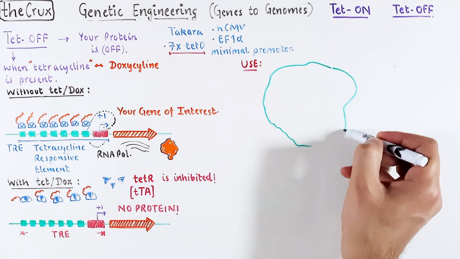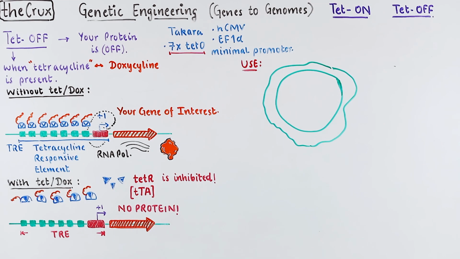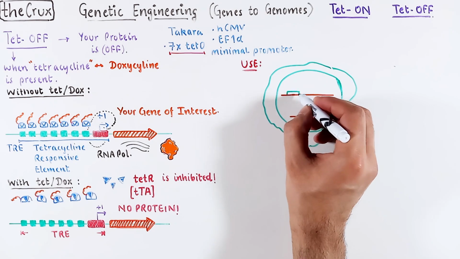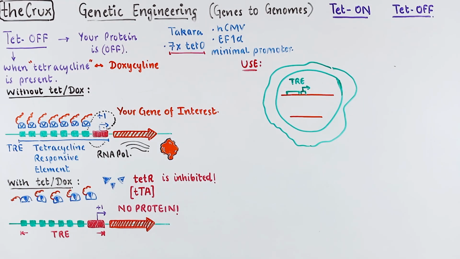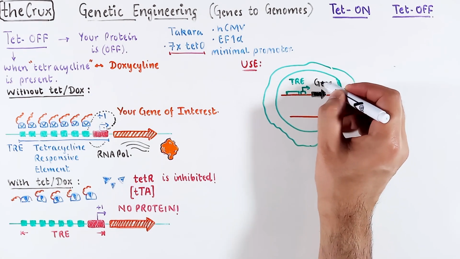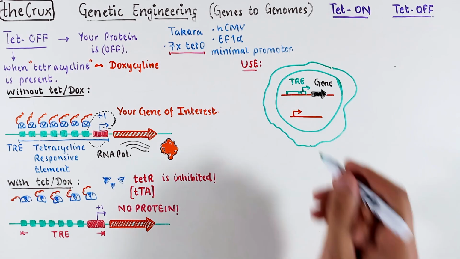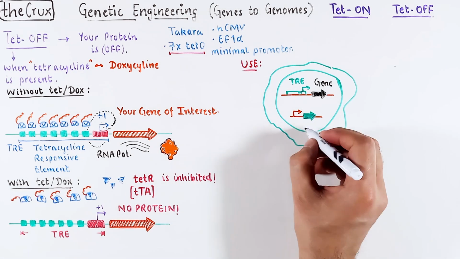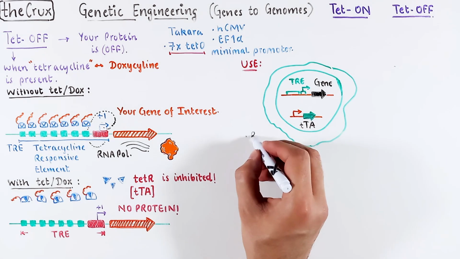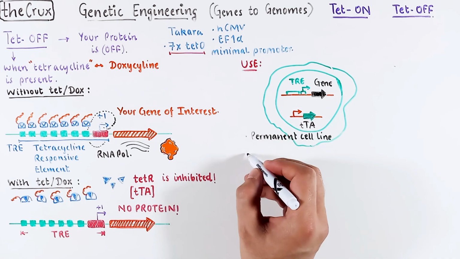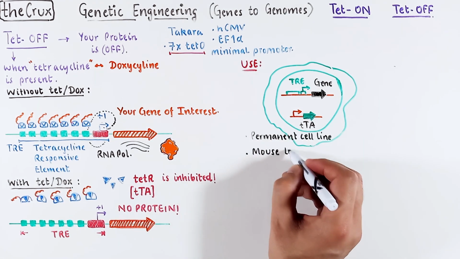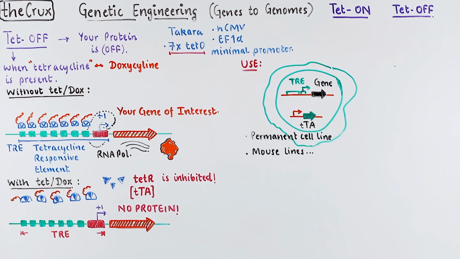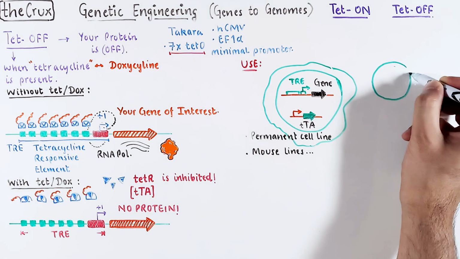Here's an intuitive look at the usage of this system. There are 2 parts to this. One is that you must have a gene cloned next to the TRE. Second part is where you have the gene for tTA being expressed. These could be permanent cell lines, mouse lines with specific promoters expressing the tTA, or tissue-specific promoters, and you control the expression of your gene through DOX or TET treatment.